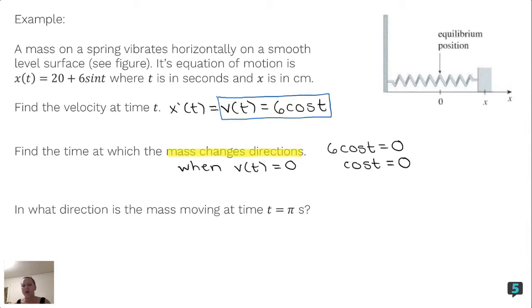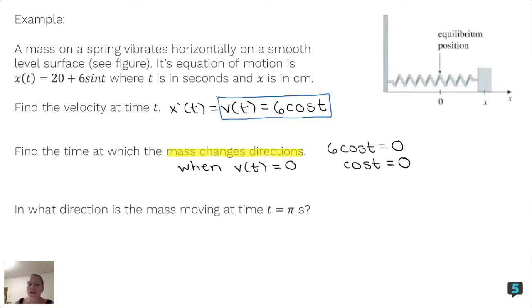Any ideas on when cosine equals 0? So when my time is 0, my cosine is 1. I think you're thinking about this a little bit backwards. So we want to figure out what angle would make cosine 0.